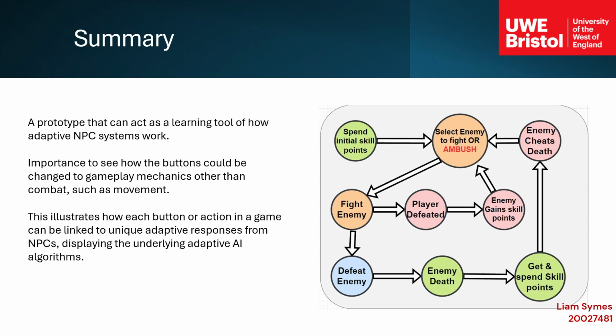For example, the enemy could adapt and use different attacks depending on how the player is moving. This illustrates how each button or gameplay mechanic can be linked to unique adaptive responses from NPCs. The complex systems that interweave to create this experience can be found within the report in further detail.